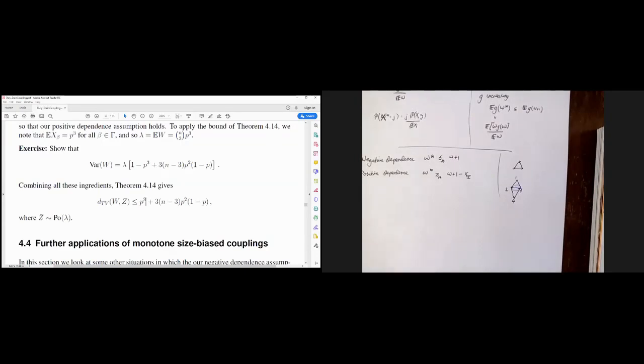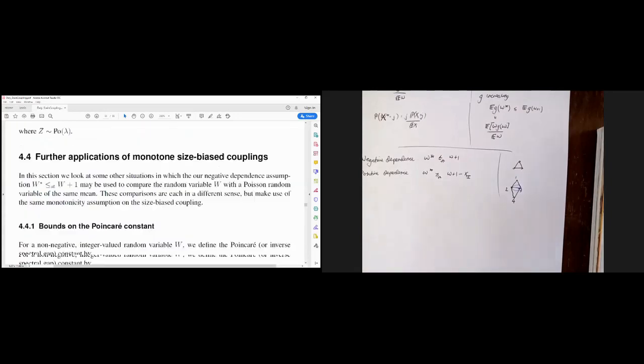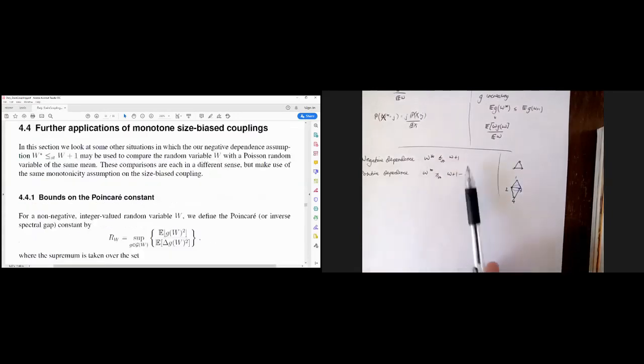So there's a couple of places that I want to show you where these monotonicity assumptions, and actually I'm going to think only about the negative dependence case because it's easier, are also useful. What we've seen so far is that they're useful in a comparison between W and a Poisson random variable in a certain sense, in a total variation or Wasserstein distance sense.